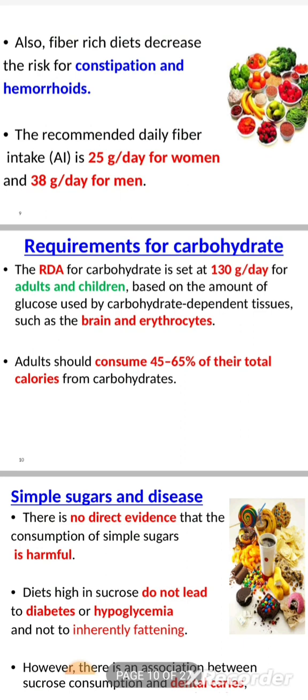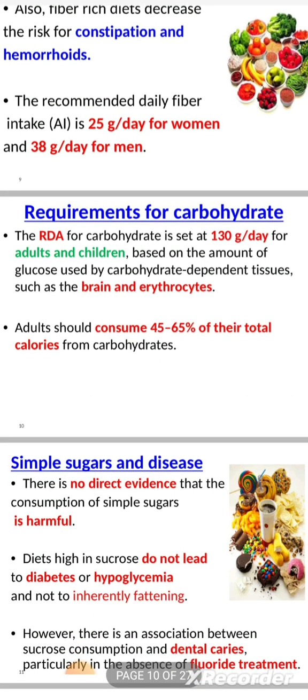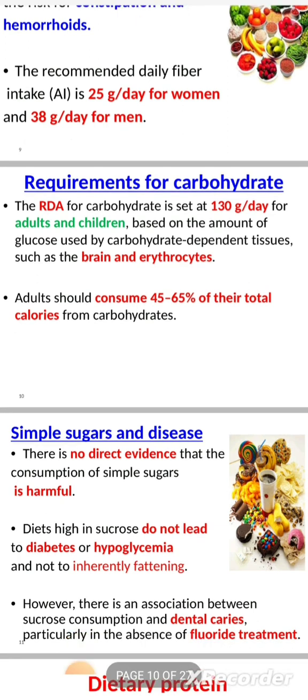You can find that a loaf of bread is about 70 grams, like 2 pieces of bread, for adults and children, based on the amount of glucose used by carbohydrate-dependent tissues such as the brain. The main importance of carbohydrates is that they provide energy and provide glucose. Glucose is mainly used by the brain and erythrocytes. They should be supplied with glucose.